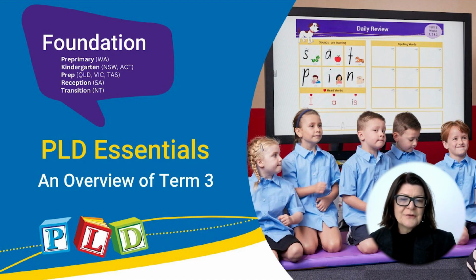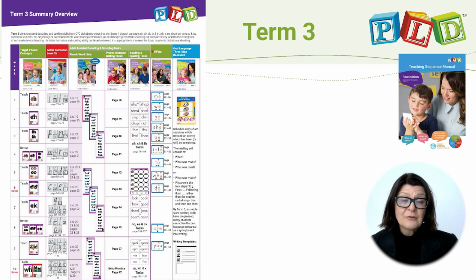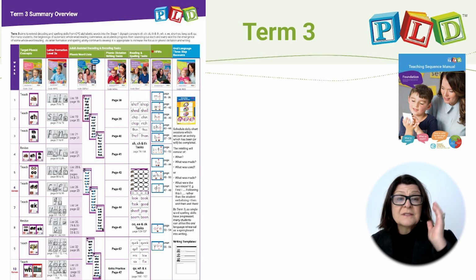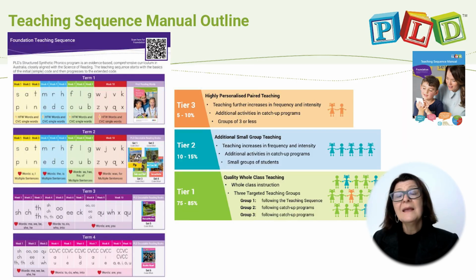Welcome to Term 3. In terms of Term 3 teaching for your Tier 1 students, Term 3 is the beginning of digraphs. Students progress from CVC with the alphabet to digraphs, 2 letters representing the one sound: sh, ch, th, etc. So here are your digraphs. Here are your spelling list words, reading list words. Here's your speech to sound mapping and single word tasks, but also phonic dictation.